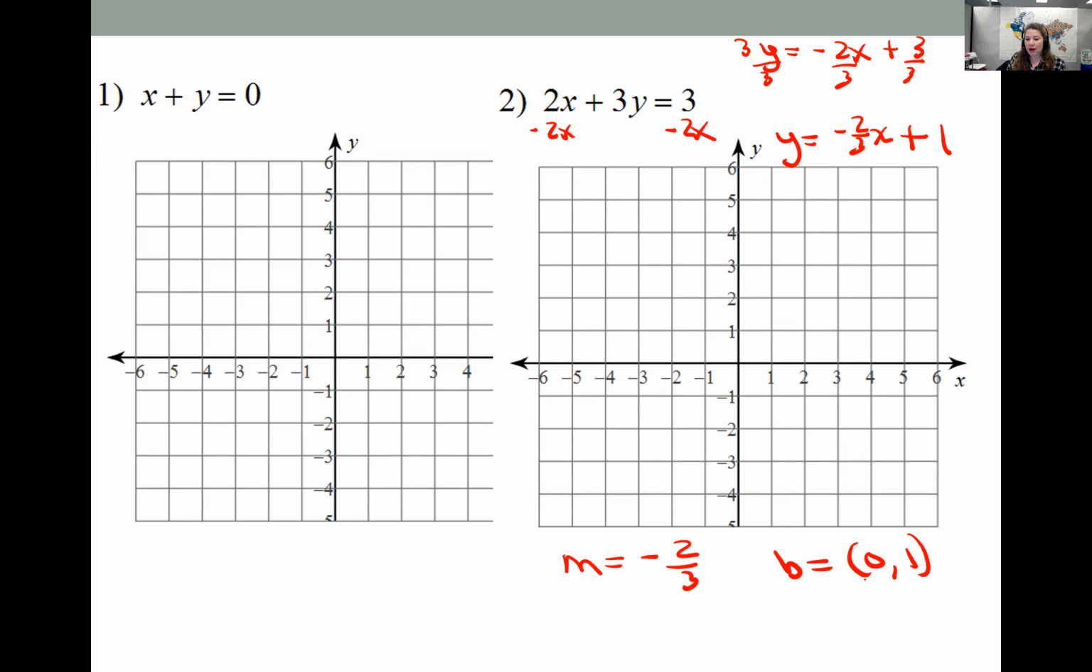So where do we start graphing? We start graphing at our y-intercept. So our y-intercept is 0, 1. Our slope, once again, is negative, so that means we're rising, which really we're going down. Down 2 and run right 3. We always run right, okay? So from here, we're going to go down 2, right 3. 1, 2, 3. Down 2, 1, 2, right 3. 1, 2, 3. And there's our line.